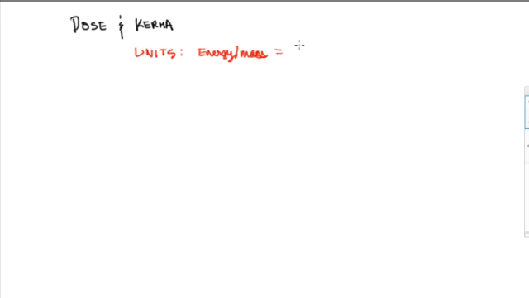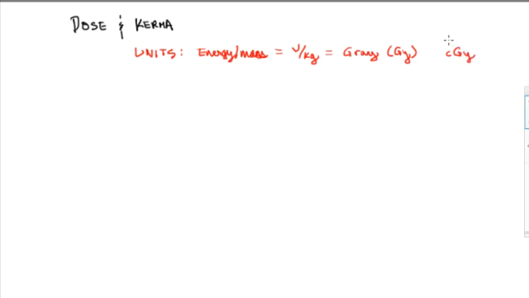Energy, of course, is joules in SI unit, and mass is kilograms, so it's joules per kilogram. And as you probably already know, the special unit for that is the gray, or we write it as Gy. And of course, a very common unit is the centigray.